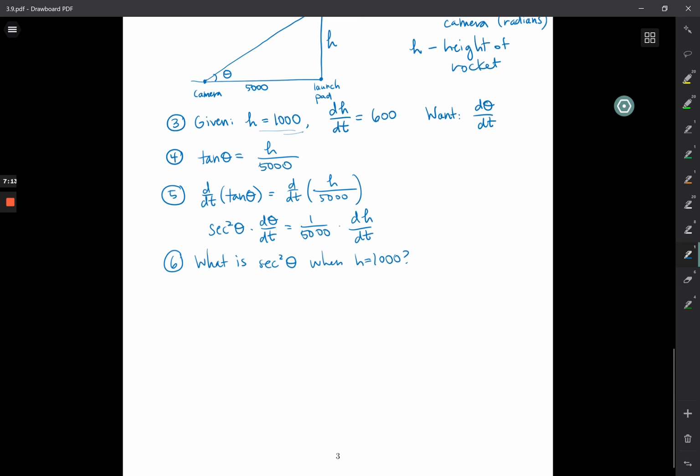So just redrawing our triangle, right? That 5,000 feet never changes, so that's going to be there. And then we have 1,000. So we're given that h is equal to 1,000. And then we just want to figure out what secant will be. And so looking at this and remembering that secant is equal to the hypotenuse over adjacent.